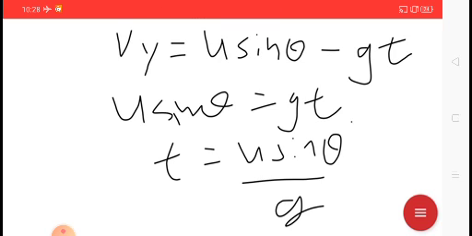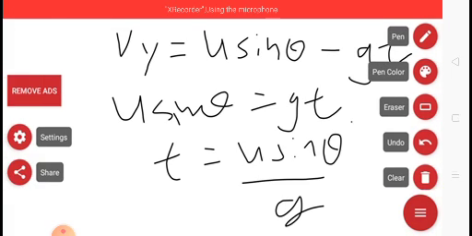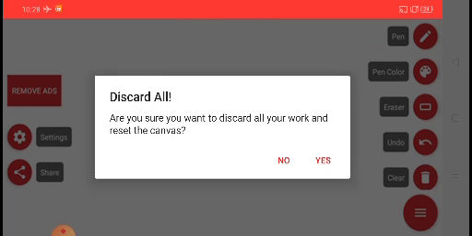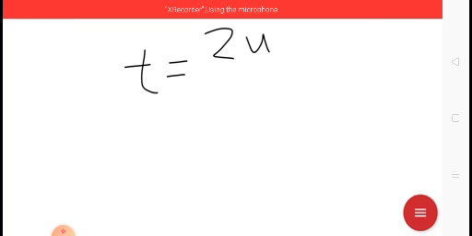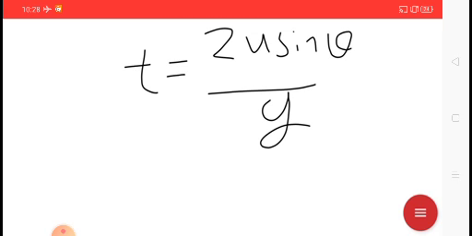From here you can also derive the total time for the trajectory, or the total time for the projectile motion for a cycle, from the starting point and going back to the starting position for the y. T will be equal to 2 times the time just now. So you can also derive it like that, depending on the application in your question.